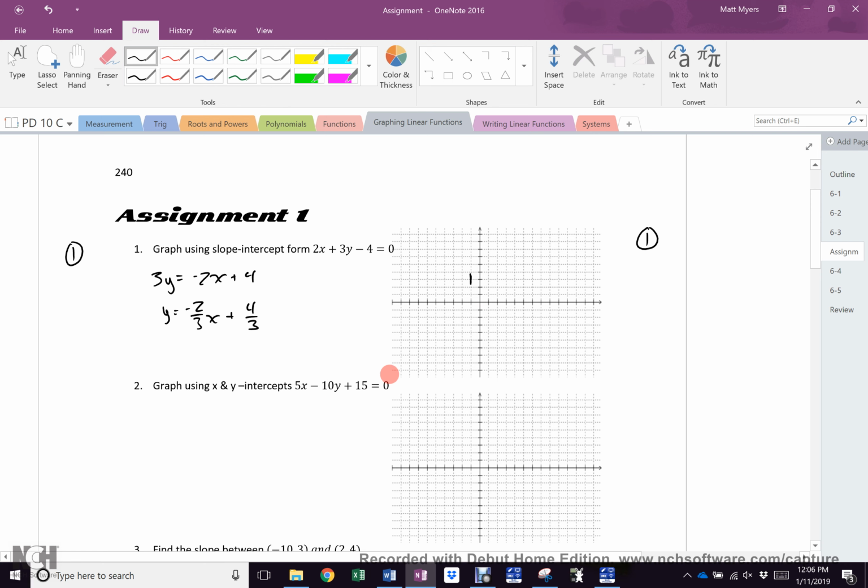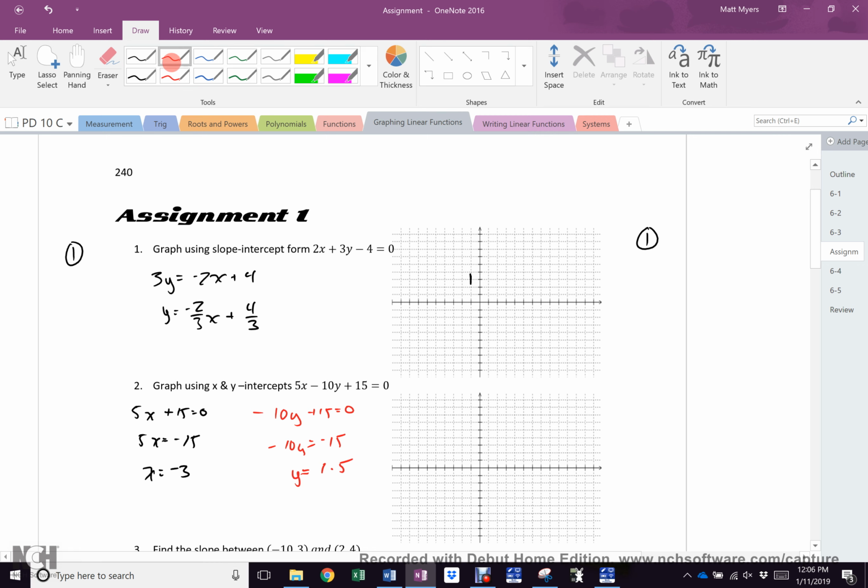Y and x intercepts. The x-intercept means the y drops out. 5x plus 15 equals 0. 5x equals negative 15. X equals negative 3. In the y-intercept, the x drops out. Negative 10y plus 15 equals 0. Negative 10y equals negative 15. Y equals 1.5. Again, I have a decimal.